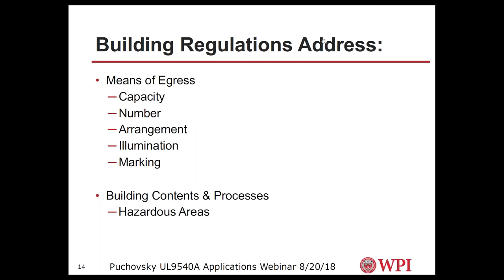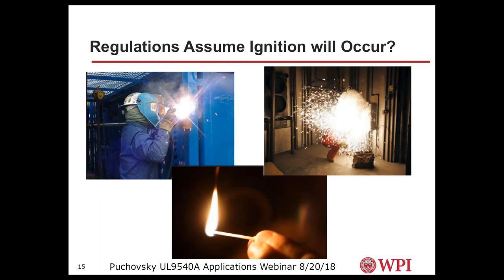And then the last bullet there is building contents and processes, right? Looking at specific areas, things like hazardous areas. And so now when we're looking at things like energy storage systems, the regulations typically would look at that as some type of a hazardous area in a generic or broad occupancy like an office building or a hotel or some other type of facility or building that you want to put in this other type of process or material. Next slide, please.